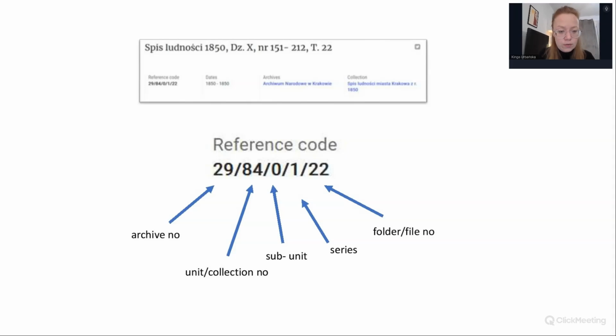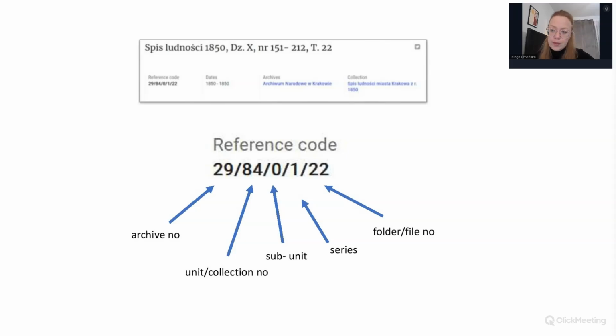The next in a row, there is a unit or collection number. Then we have the subunit, the series, and the folder file number. So the last number is basically what we can call the information of the record you're looking for, right?